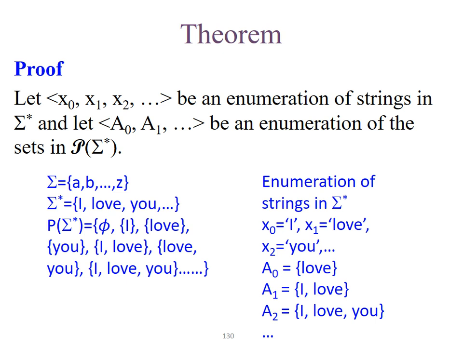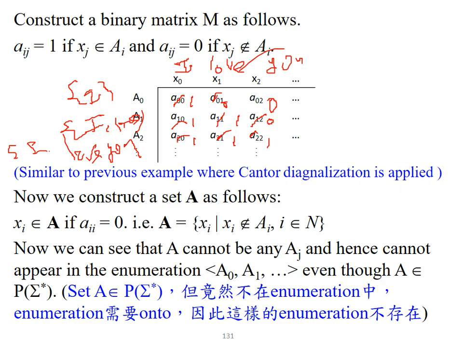Okay. It's all different subsets. And then we consider if this string, I love you, is within the set or not. So we can construct this binary representation. This is the set that contains only I. This is the set that contains I, love. This is the set that contains three strings, I love you.